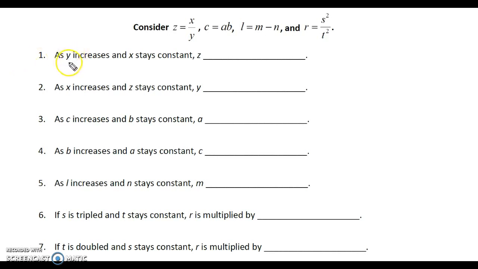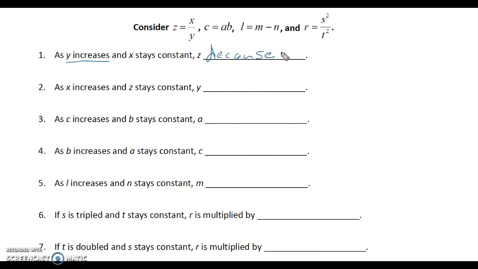For example, as y increases and x stays constant, what happens to z? Well, looking up here, we can see that z is equal to x over y, x divided by y. Now, as y increases, that means we're going to be dividing by a larger number here, meaning that z is going to decrease.